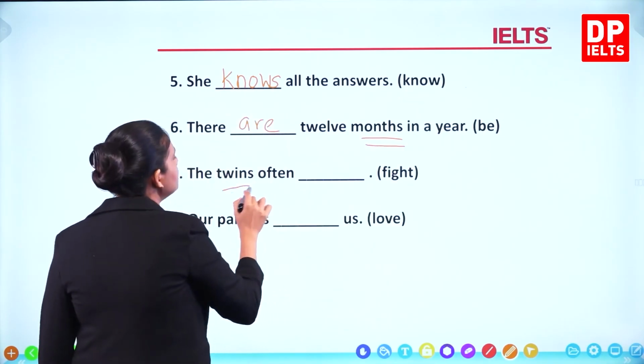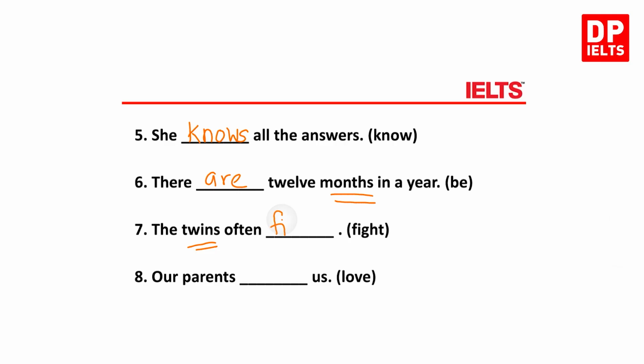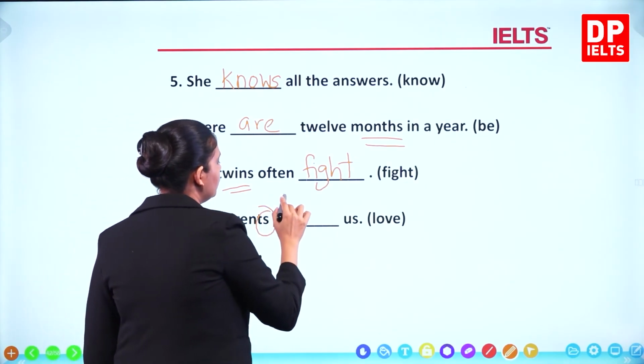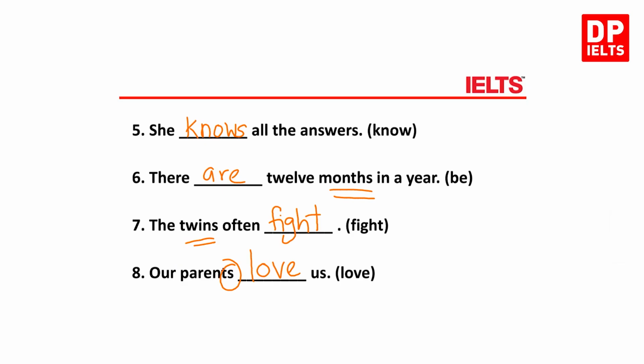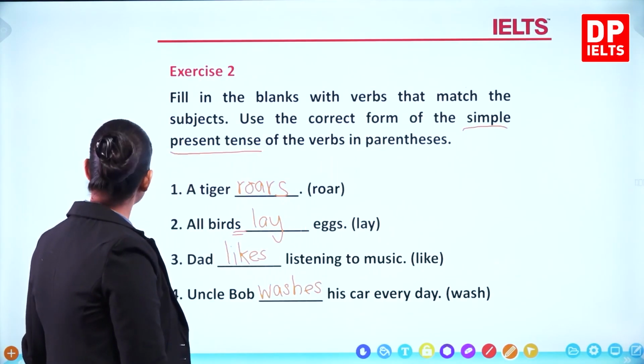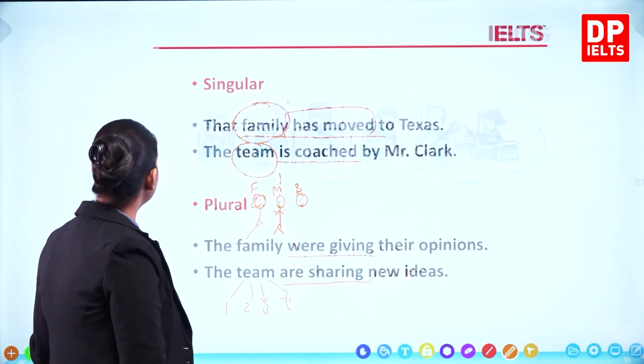The twins often fight. The twins இரட்டையர்கள், right? So plural, அதனால நாங்க plural verb யூஸ் பண்ணுவோம். So no S form. The twins often fight. Our parents, again plural, so base form of the verb. Our parents love us. Parents, plural, அதனால we use the plural verb. Our parents love us. So let us go and review the lesson.